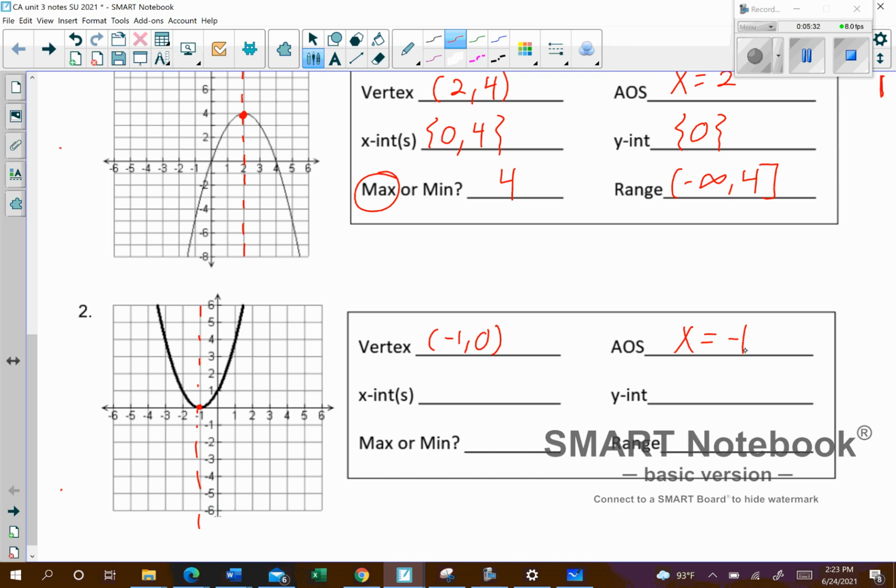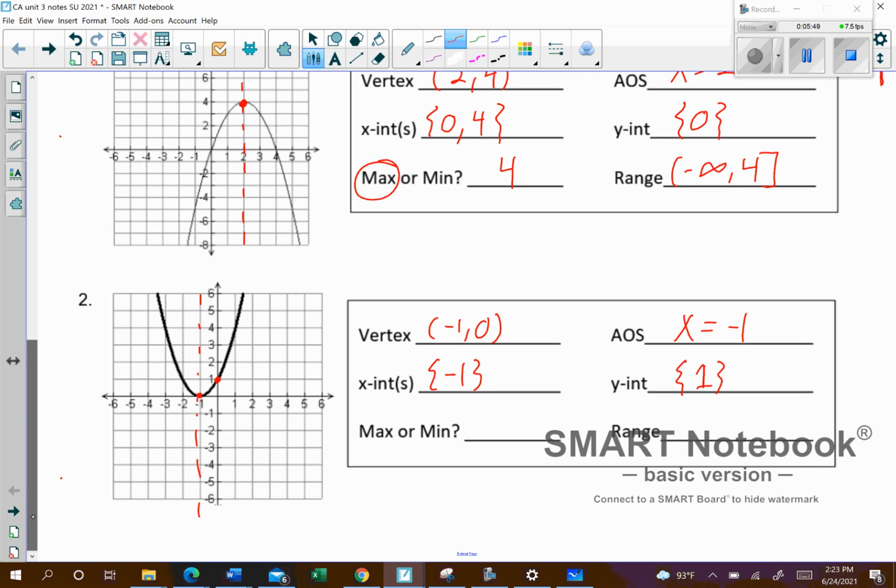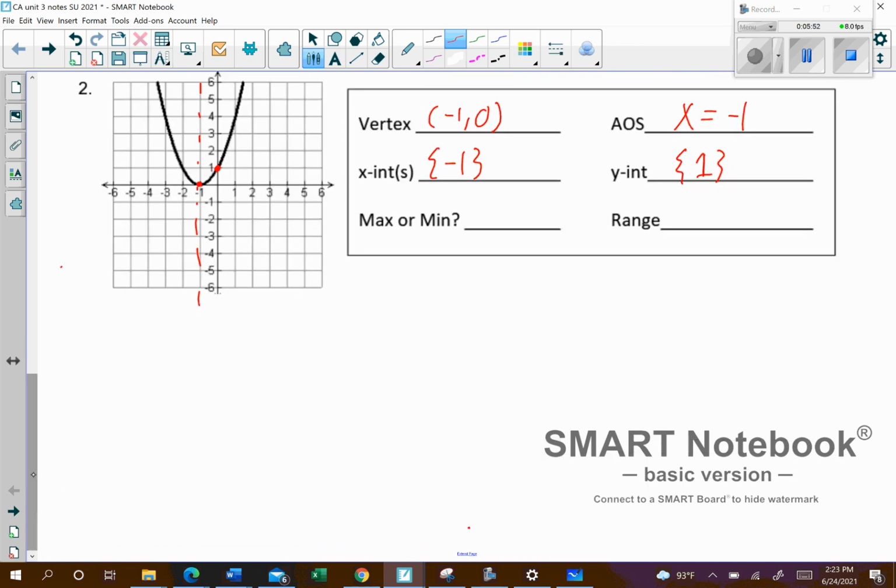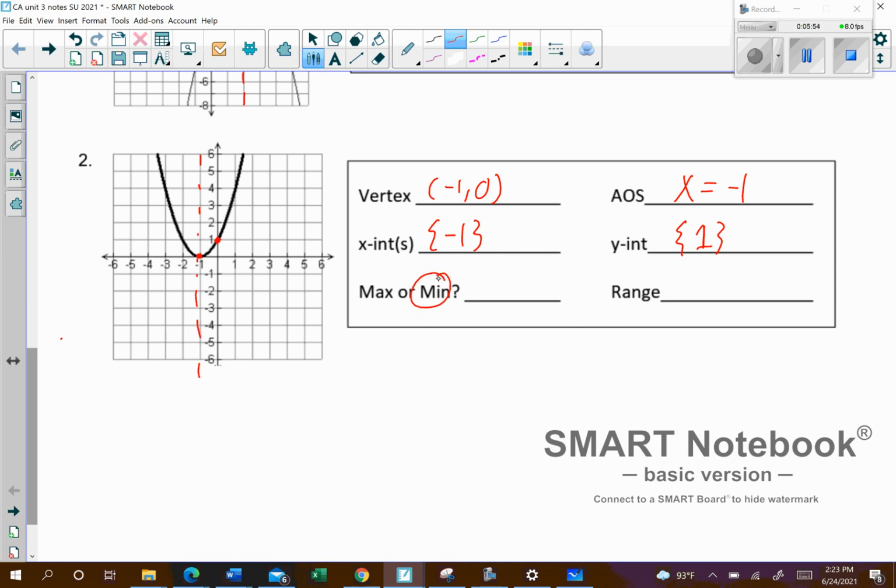And then this time we have a single x-intercept, and that single x-intercept is going to be at -1. Our y-intercept looks like it's at +1. And then this one, for our particular case here, it's going to be a minimum, and that minimum value, be careful, is at 0. That's where it dips down. It dips down right there at 0. So we're talking about the y value whenever we talk about max and min. And then my range goes from 0 and then goes up. Once again, range refers to the y values.